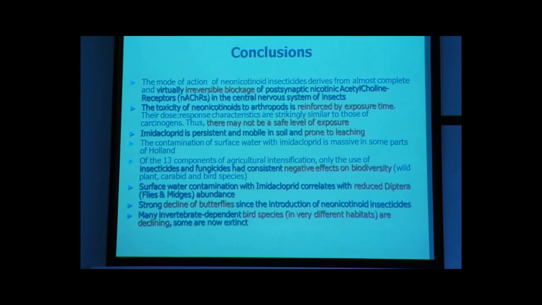Imidacloprid is persistent and mobile in soil and is prone to leaching. The contamination of surface water with imidacloprid is massive in some parts of Holland. We know that of the 13 components of agricultural intensification, only the use of insecticides and fungicides had consistent negative effects on biodiversity, wild plants, carabid and bird species.